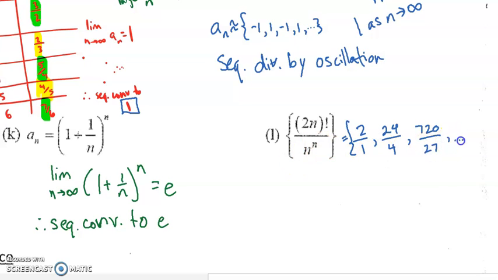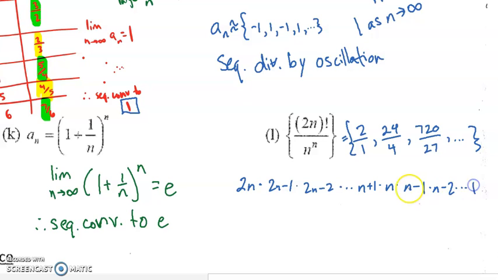Now, the numerator and denominator are both growing, but the numerator is growing so much faster than the denominator. Now, again, that's not very mathematical. But here's another way we can think about this. If we think about 2n factorial as 2n times 2n minus 1 times 2n minus 2 times 2n minus 3 times 2n minus 4, all the way down, eventually we'll get down to n plus 1, and then n, and then n minus 1, and n minus 2, and I'm going to keep on going until I get down to 1.